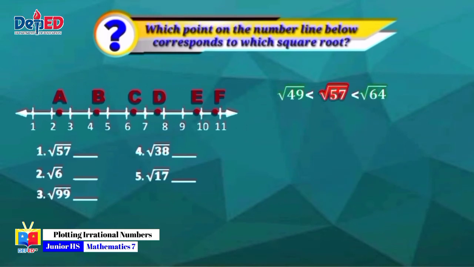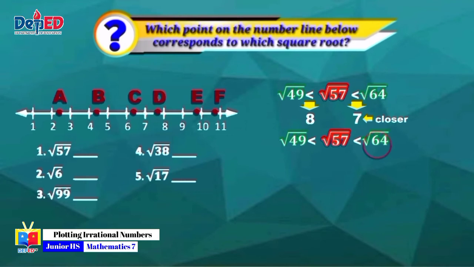Time is up. The square root of 57 lies between the square root of 49 and square root of 64. 57 minus 49 is equal to 8, and 64 minus 57 is equal to 7. Therefore, the square root of 57 is closer to square root of 64. Square root of 49 is equal to 7, and square root of 64 is equal to 8. Since the square root of 57 is closer to 8, the point must be closer to 8. Locate 7 and 8 on the number line. So, the answer is letter D.